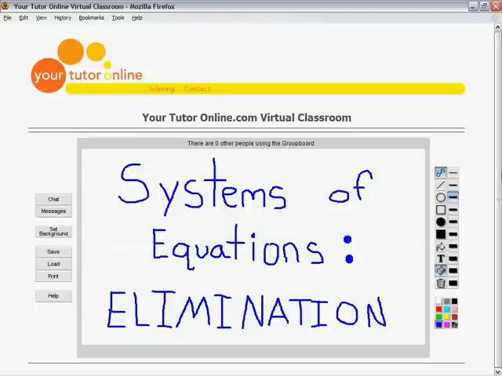Today we continue our series on solving systems of linear equations. Today we'll look at how to solve those equations by elimination.